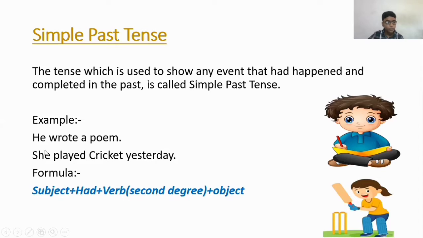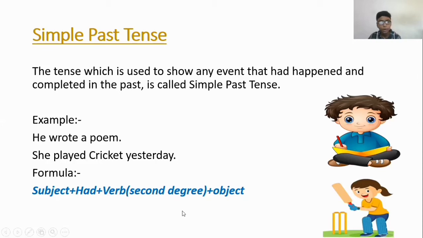Subject. First of all, what is the subject here? So he and she, the people who are doing the work, are known as subject. Now you might be thinking why had does not come. There are many cases in which the sentence does not require any kind of helping verb. So here no helping verb is required, but in many cases a helping verb is required.